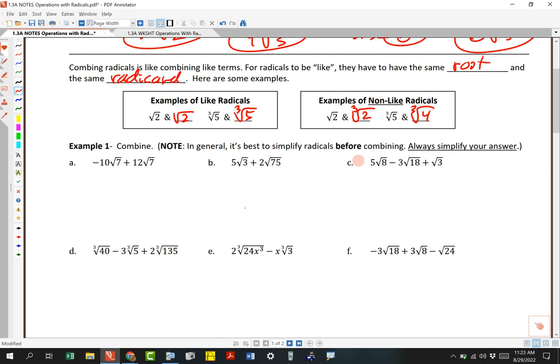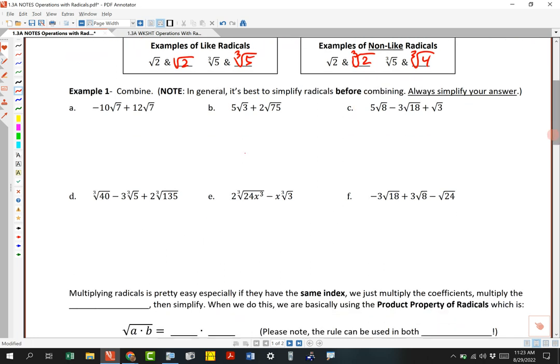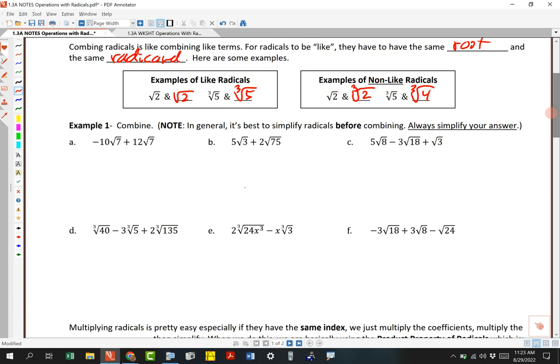All right, now in general, it's usually best to simplify before combining, and then we always want to make sure we simplify our final answer. So on a problem like this, same root, same radicand. If I have minus 10 of those, plus 12 of those, I have 2 of those. I don't get something different. This doesn't turn into a 14 or something weird like that. I'm literally counting up how many of those I have. So this is going to be the 5 square root of 3, 2 square root of 75.